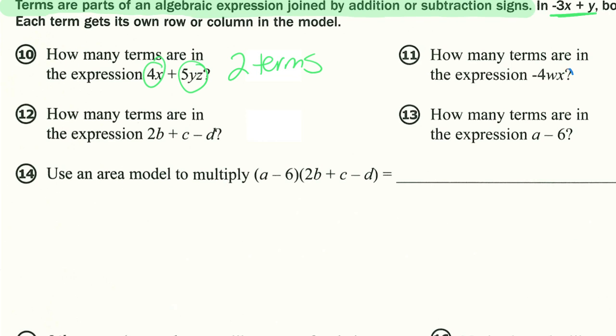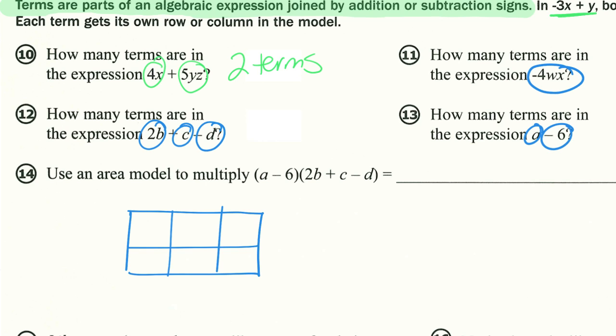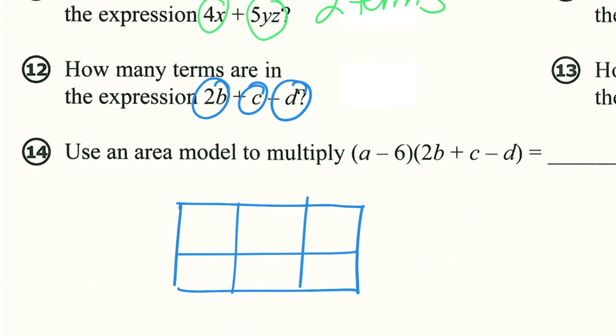In number 11, there is just one term, because it's just one piece. They're all being multiplied, but there's no addition or subtraction signs. In number 12, there are 3 terms, and in 13, there would be 2 terms. The number of terms is important because in number 14, if we're going to use an area model to multiply this, we need to know how to split things up. So a minus 6 has 2 terms right there, and then 2b plus c minus d has 3 terms right there. So when you use your area model, what it looks like depends on the number of terms.